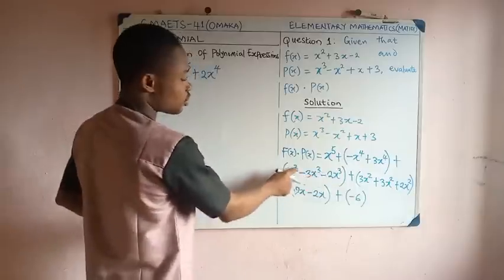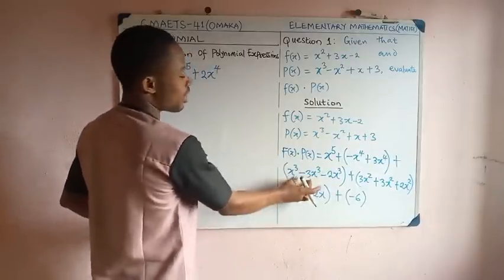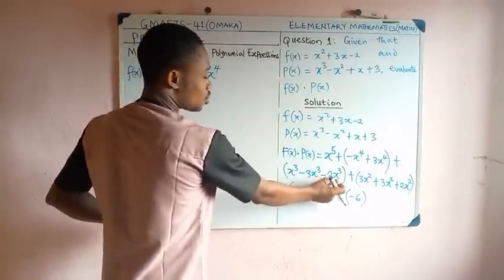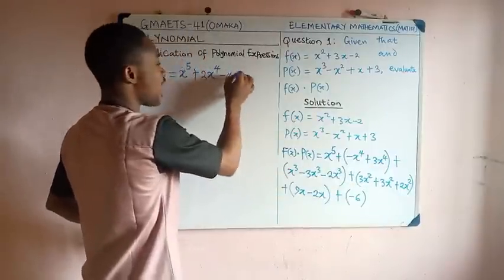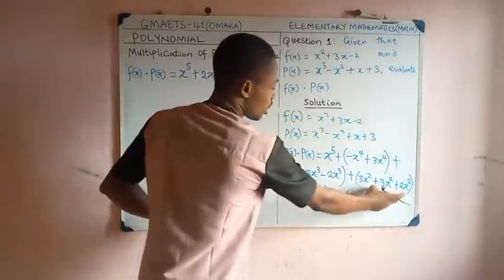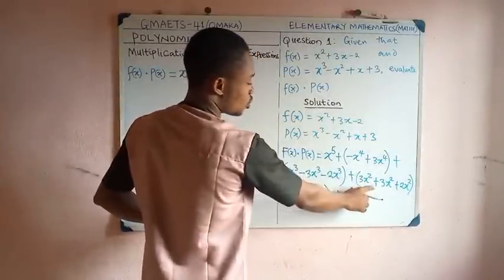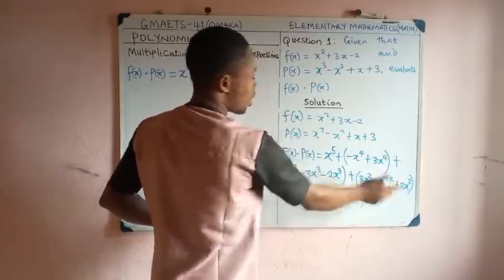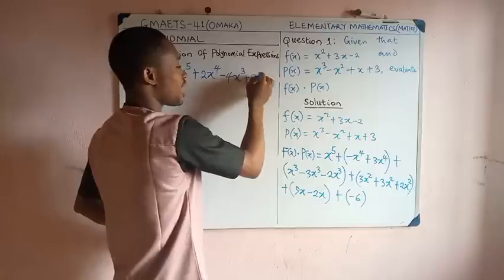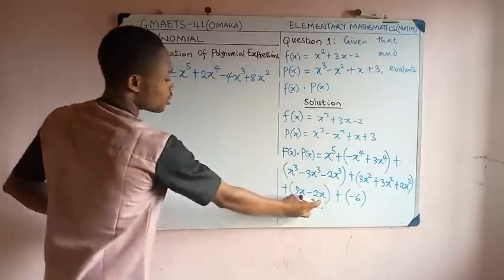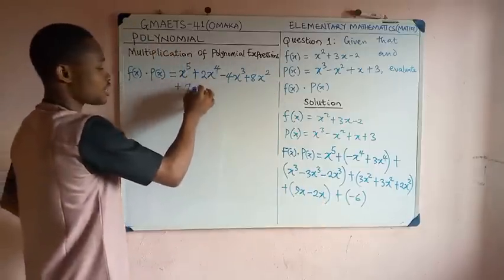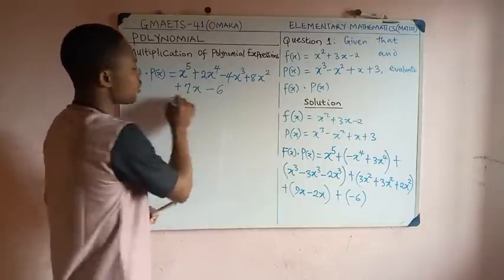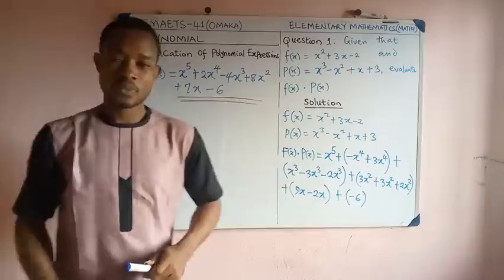Come to this is x raised to power 3 minus 3x raised to power 3. We'll get minus 2x raised to power 3 here. That minus 2x raised to power 3 minus 2x raised to power 3 again will give us minus 4x raised to power 3. Come to this term, this is 3x raised to power 2 plus 3x raised to power 2. You get 6x raised to power 2 here. Add it to these 2x raised to power 2, that will give us plus 8x raised to power 2. Then this will give us plus 7x. Then plus times minus will give us minus 6. And this is how we solve this problem. Pretty simple.